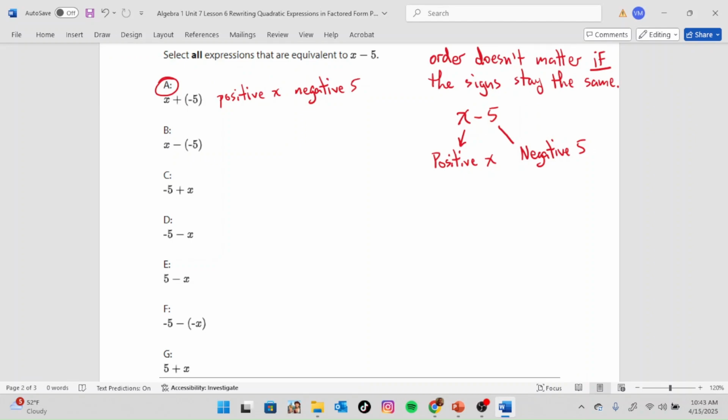Now, if I look at B, I do have my positive x, so I'm good there. But then I have minus a negative 5. And if I subtract a negative, it becomes positive. So now I'm going to have a positive 5, and that's not what I have up at the top. So B is not equivalent.